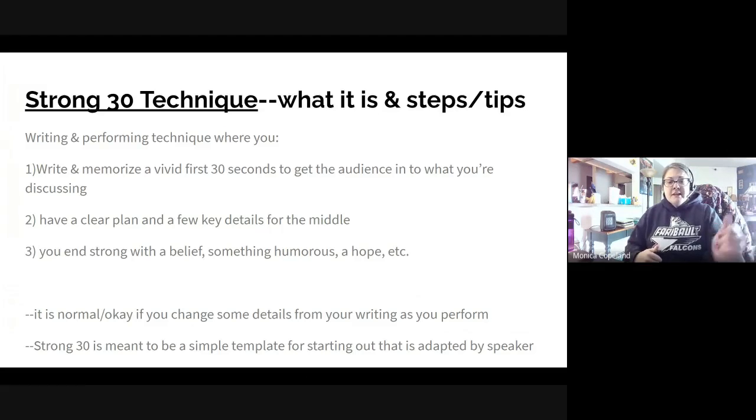Second step of Strong 30 is the middle. You want to make sure you have a clear plan and a few key details for the middle. Sometimes people get bogged down in the middle of a speech. They get, for instance, very worried that what they're saying doesn't match exactly what they have on their note card, exactly what they wrote. That's okay. As long as you know the main things you want to talk about in the middle, you're good to go. Finally, in Strong 30, you write an ending that has either a strong belief, something humorous, something you hope, just a good way to end rather than, you don't want to end like, so yeah, that's my speech.